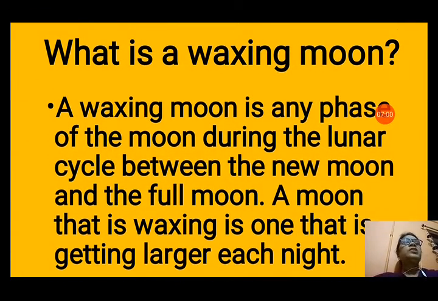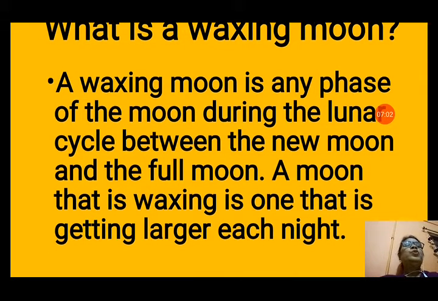So there are two types of phases in the moon, waxing and waning. So what is a waxing moon? A waxing moon is any phase of the moon during the lunar cycle between the new moon and the full moon. So from the new moon, that means darkness, to the light, the full moon. A moon that is waxing is one that is getting larger each night. That means the lit up part of the moon increases and it goes to the full moon. So it is increasing every night.